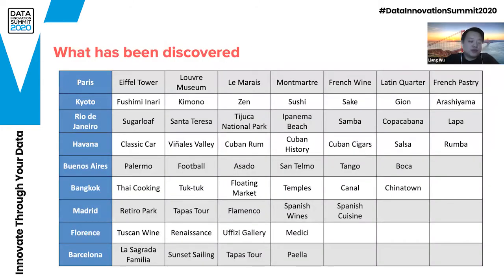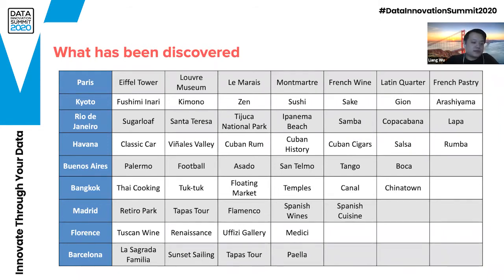And here are some results we discovered using this method. For example, in Paris, we found something like Eiffel Tower. In Kyoto, we found the Fushimi Inari. In Buenos Aires, we found Palermo, which is a neighborhood of Buenos Aires. And we also found football. We already knew, before we used this model, that sports is popular in Buenos Aires, but actually in Buenos Aires, the most popular one is football.